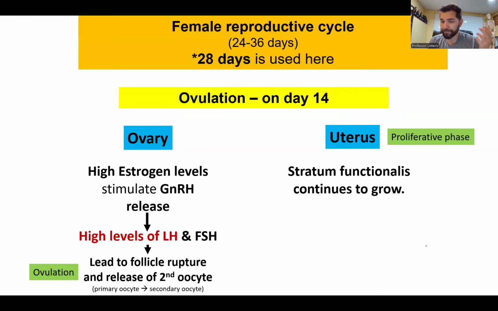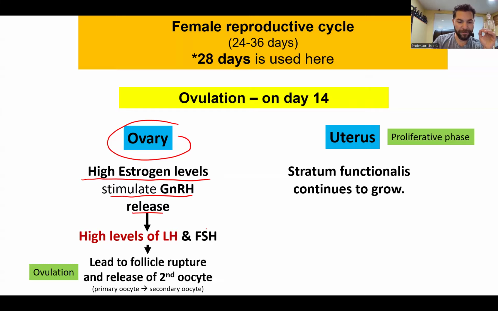What happens next? Everything was preparing for ovulation. So what we have in the ovary is those increasing estrogen levels that were produced by the secondary oocyte growth, those follicles, stimulate GnRH and trigger the pituitary gland to release LH. This is the LH surge, right? That triggers ovulation.